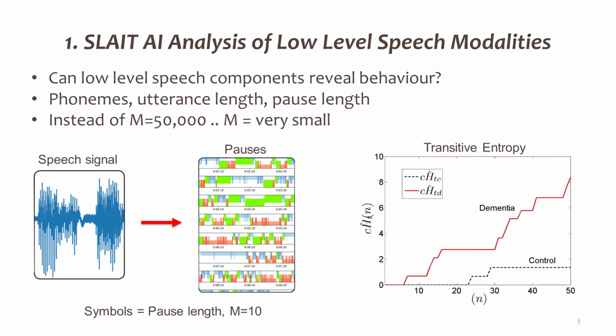And instead of 50,000 words in a symbol set, we're now perhaps talking about 5, 10, 40, or something quite small. So what we're showing here are the results of one particular piece of work where the input is raw speech signals. Now the speech itself was symbolized to obtain the pause length, and then those pause lengths were used as symbols to an entropy-based model.